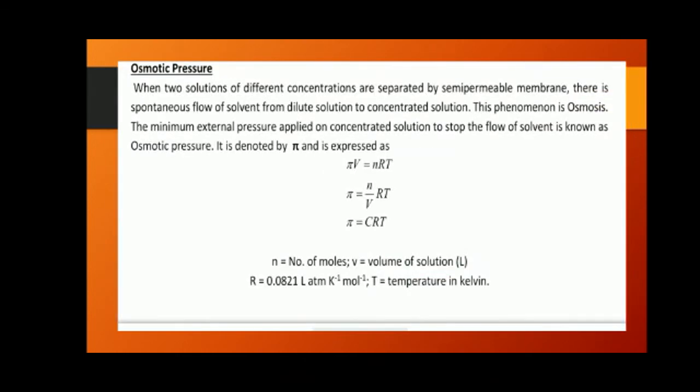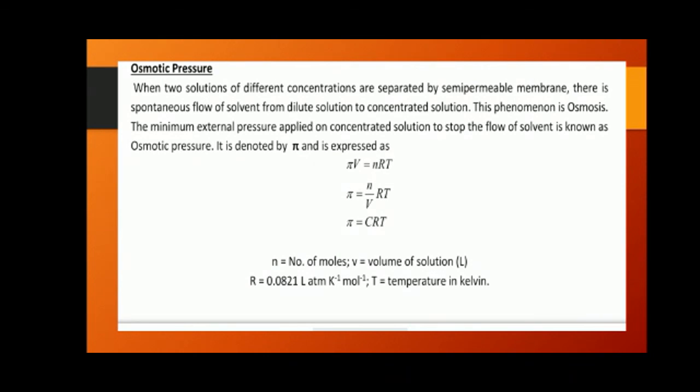Now come to osmotic pressure. When two solutions of different concentrations are separated by a semi-permeable membrane, there is spontaneous flow of solvent from the dilute solution to the concentrated solution. This phenomenon is osmosis. The minimal external pressure applied on the concentrated solution to stop the flow of solvent is known as osmotic pressure.